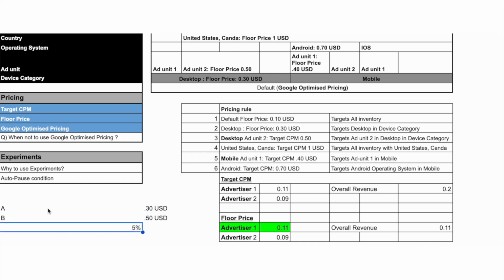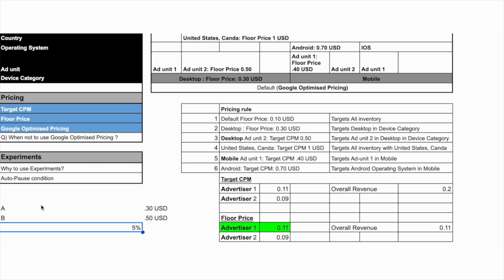So Google experiments allow you to test pricing before it actually goes live, with minimal risk. And just to clarify, these experiments are run on the live inventory, so it's actually live, but they are in a test environment and they are tested first in a controlled manner.